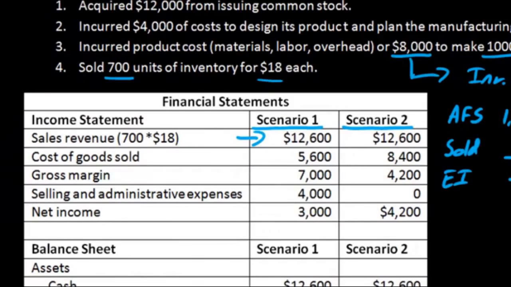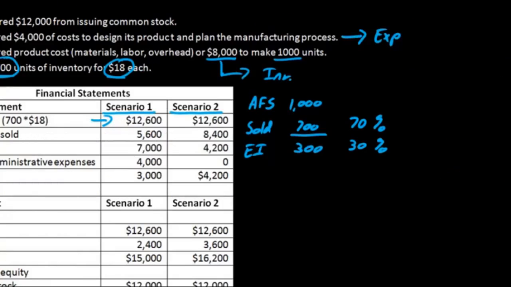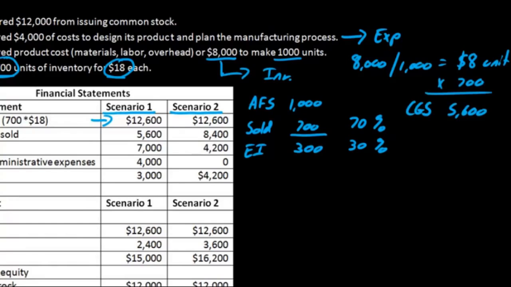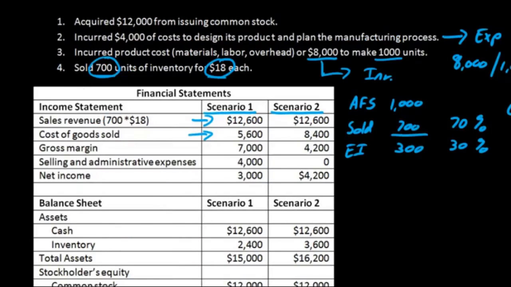Okay, let's look at the financial statements. Under scenario 1, where we recorded everything correctly, we have sales revenue of 12,600. That was just the 700 units that we sold times $18 a unit. The cost of goods sold is just going to be the 700 units that we sold, and we know that these units cost $8 a unit. We have 8,000 of product cost to divide by 1,000 units. So these cost $8 a unit, and we sold 700 units, so our cost of goods sold is 5,600.